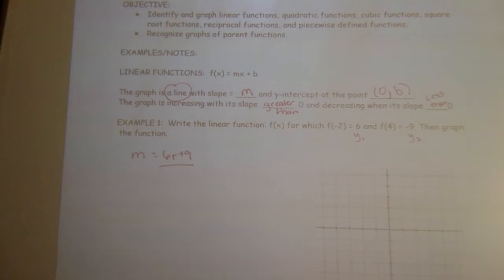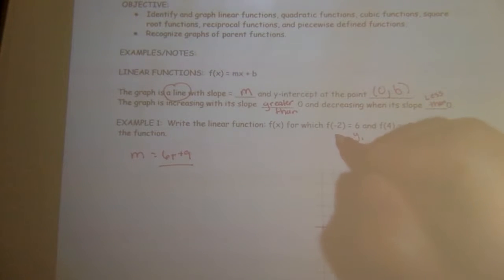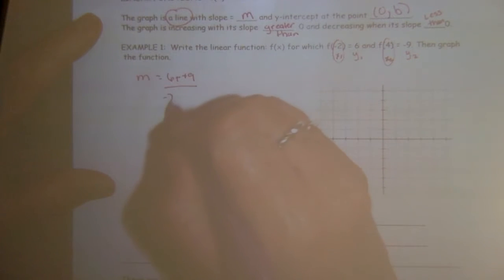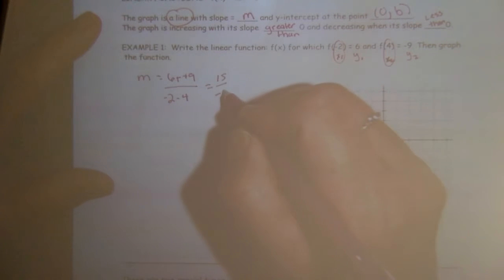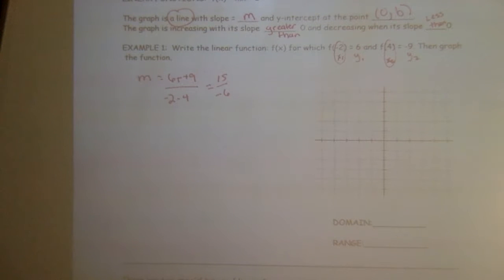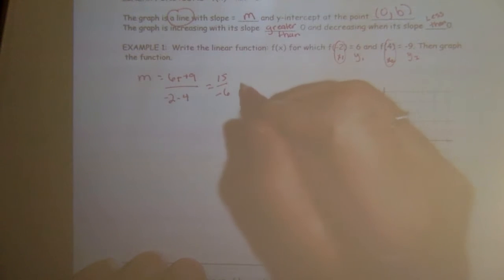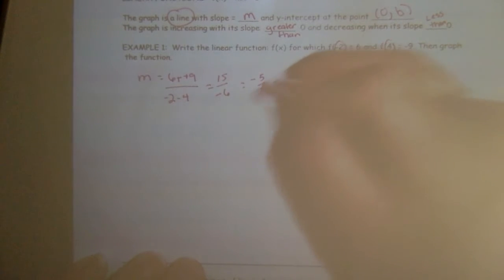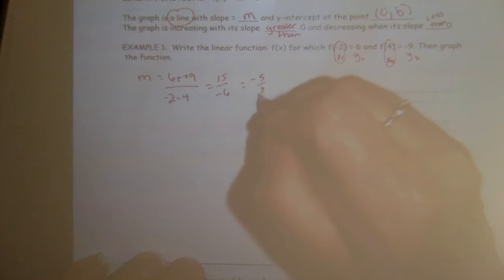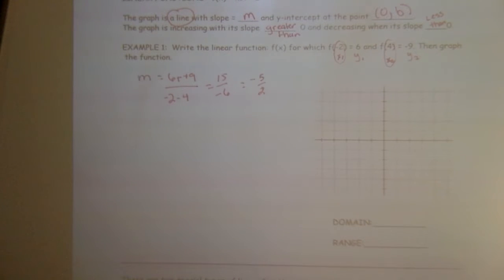What are our x values? Here's x1. So negative 2 minus 4. This is 15 over negative 6. They're both divisible by 3. We get negative 5 halves.